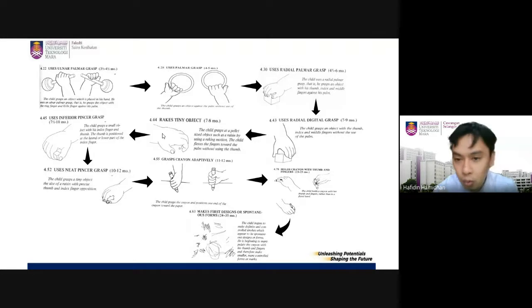Kemudian pada peringkat umur 10 bulan hingga umur 1 tahun, kanak-kanak tersebut mula menggunakan mid pincer grasp. Dia lebih kurang sama macam inferior pincer grasp, cuma mid pincer grasp ni grasp dia lebih precise, lebih tepat lah, okey. Kemudian pada perkembangan umur 11 bulan hingga setahun, seperti kita tengok dalam gambar ni, kanak-kanak tersebut sudah boleh grasp objek, ataupun dalam gambar ni dia tunjukkan crayon, menggunakan dia punya palmar grasp.